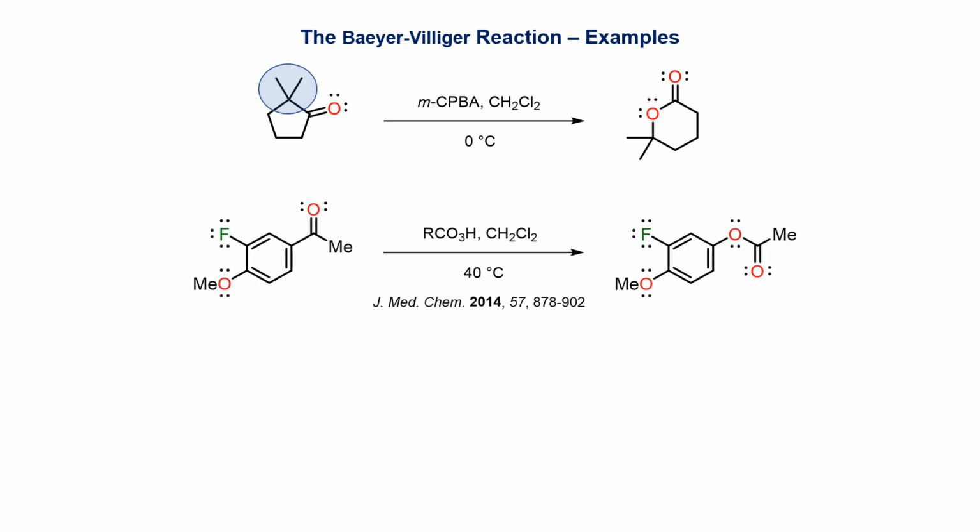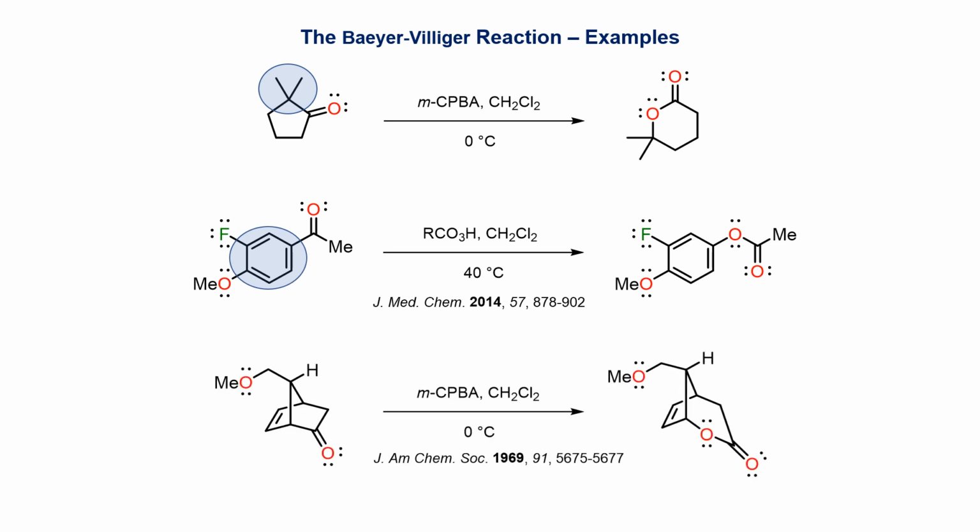For the second example, the reaction is again observed to be regioselective, with the more electron-donating aromatic ring migrating faster. In the third example, the reaction is regioselective, with the more substituted alpha carbon more likely to migrate. It is also stereospecific, with the configuration of the migrating group being retained.